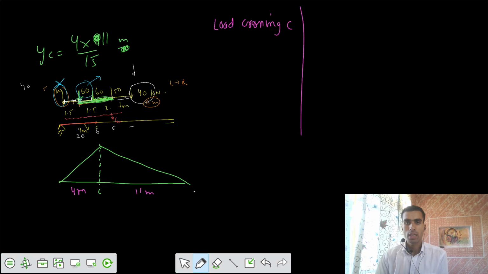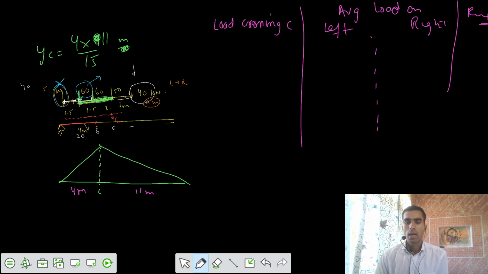Which load is crossing C? Then we write average load on left and on right. Then we can write remarks. Let's keep the remarks outside. I would say first of the load, we are going left to right. So first load, when you cross 40 kilonewton on the section, that means the first load, 40 kilonewton, crosses the section C.